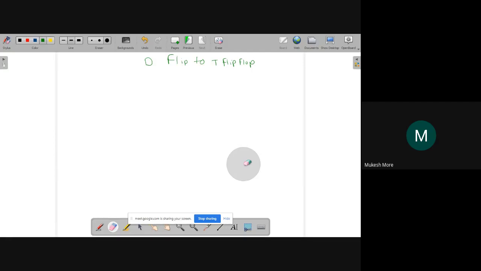Now in this class, we are going to discuss conversion of D flip-flop to T flip-flop. For this conversion, we need the truth table of T flip-flop, T flip-flop truth table.